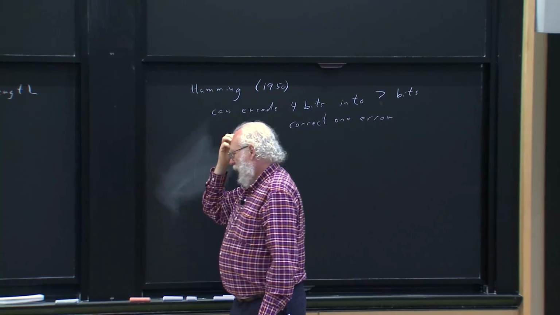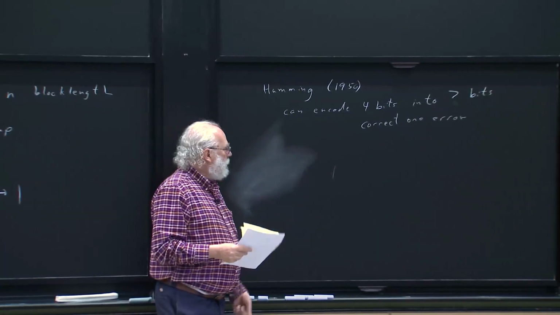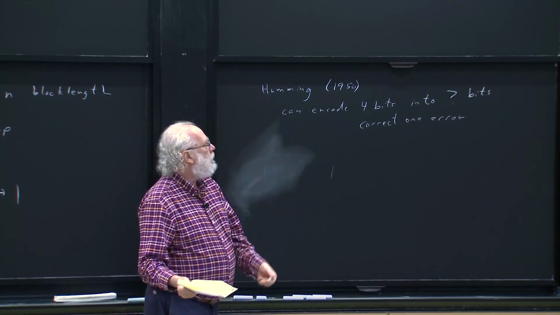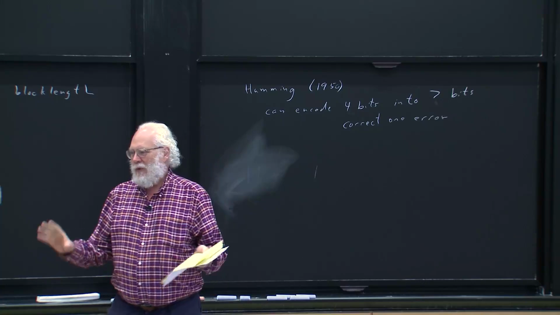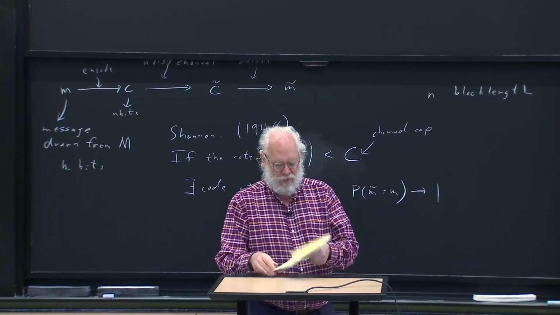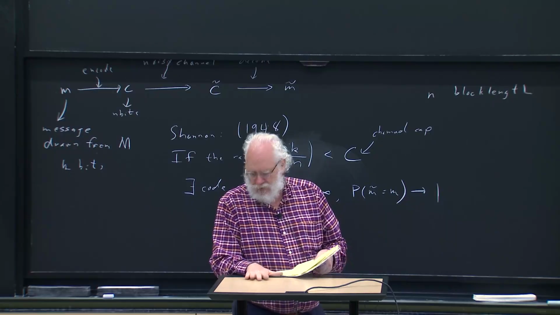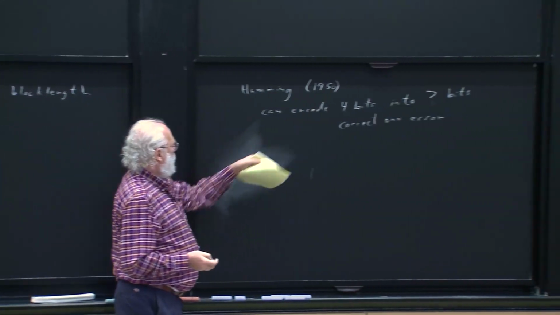So what you really would like is a way of encoding, say, 1,000 bits into 1,500 bits that correct 10 errors. And we will get to something like that with Reed-Solomon codes, which we'll talk about on Thursday. But what is the Hamming code?